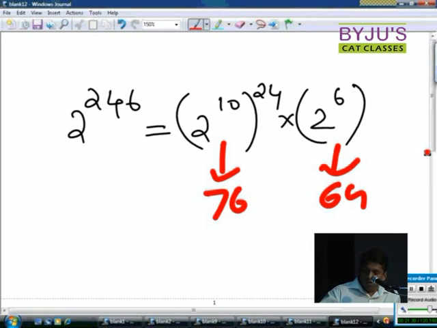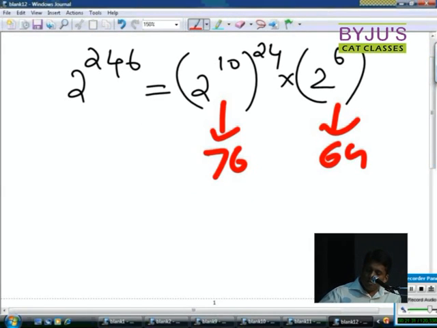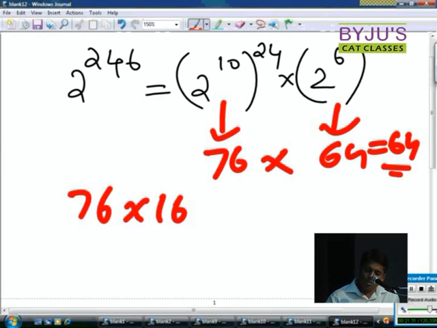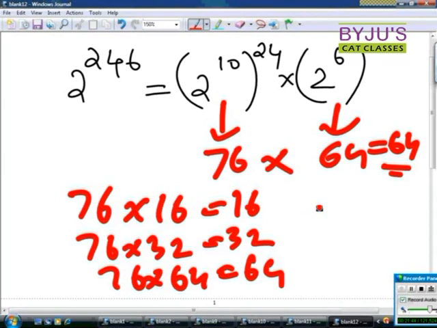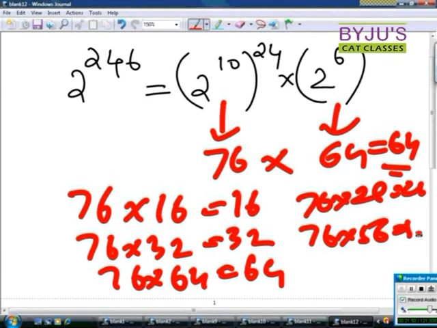64. And one more interesting pattern is 76 into 64 will be 64 itself. What is that? That is this. 76 into 16 is 16. 76 into 32 is 32. 76 into 64 is 64. 76 into 28 is 28. 76 into 56 is 56. Why? It is like that.